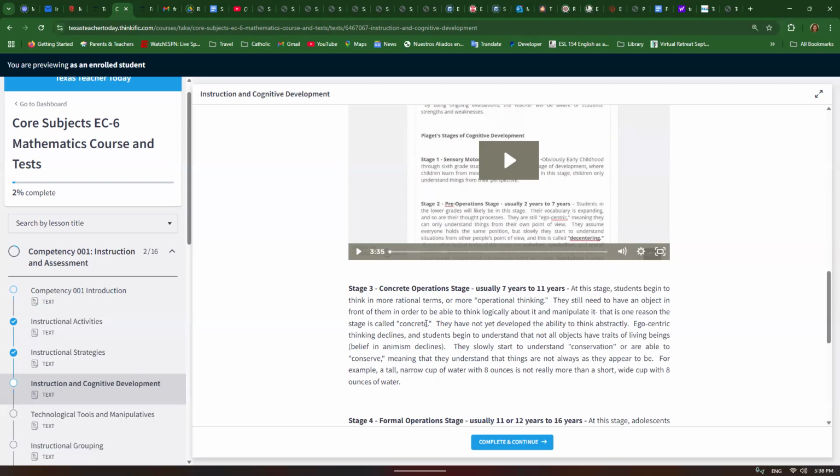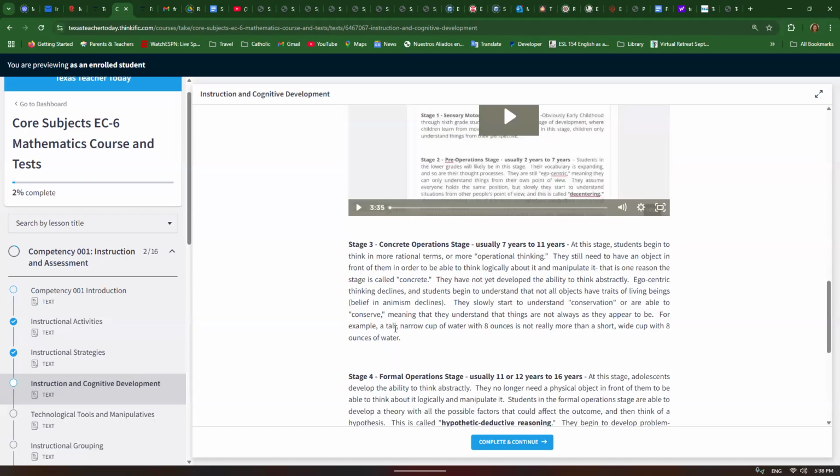So conservation means they can understand that just because two things look different doesn't mean that they're actually different. Like, for example, a tall, skinny glass of 8 ounces of water is the same amount of water as a short, wide cup of 8 ounces. But before that stage, if you ask them which one has more, they'll almost always pick the tall glass, thinking that has more, not understanding they could be the same.